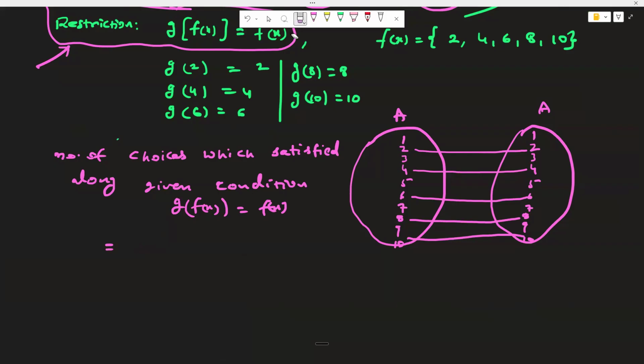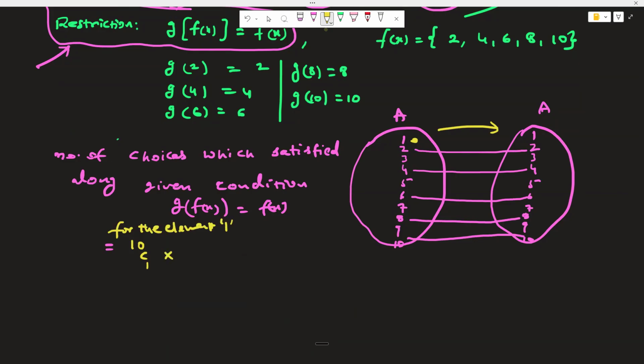Okay, I will go step by step. So let us first select the element 1. For one element, how many choices are there? 10 choices. Of course, you can write 10C1. Out of 10, it has to select one element out of the codomain A. Any of the 10 elements, it can select this one. So that's why for the element 1, it has 10 choices.